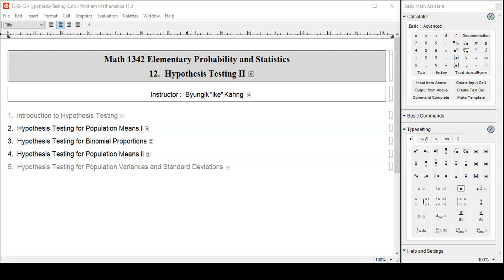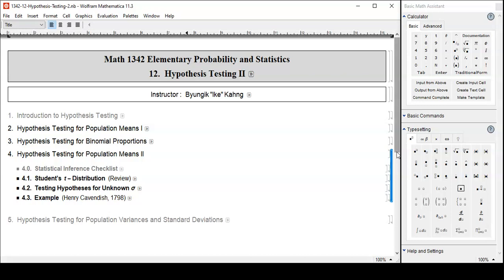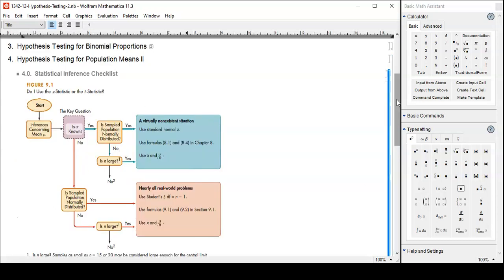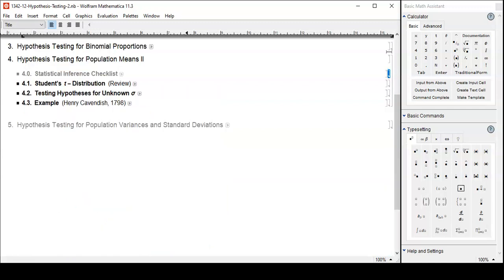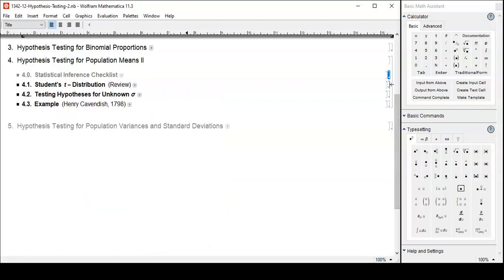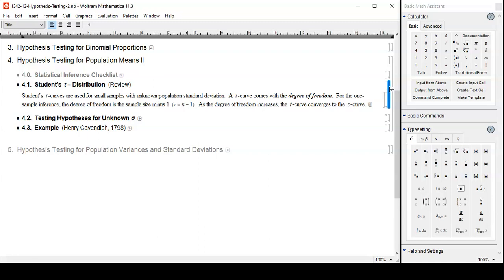Hello students, welcome back. Now let's go to section 4, Hypothesis Testing for Population Means 2. This time we are going to study the case where we don't know the population standard deviation sigma. Here's a reminder, the checklist, and we're going to be typically on the t distribution here because we don't know sigma value. And here's a reminder on this t distribution.